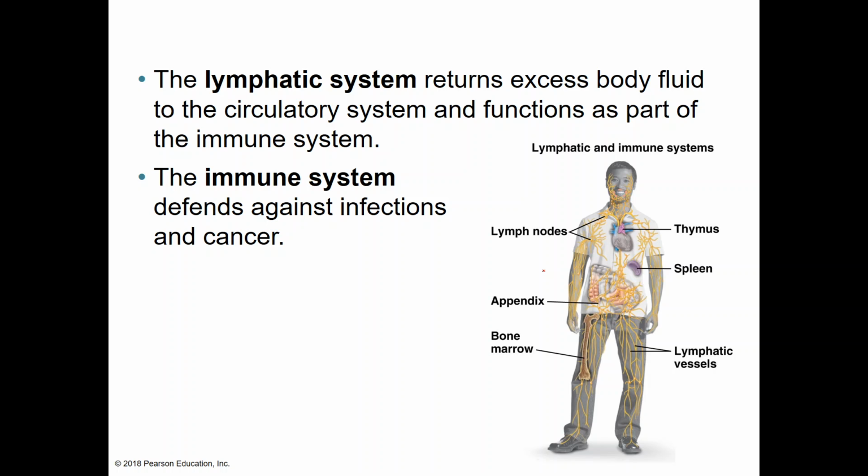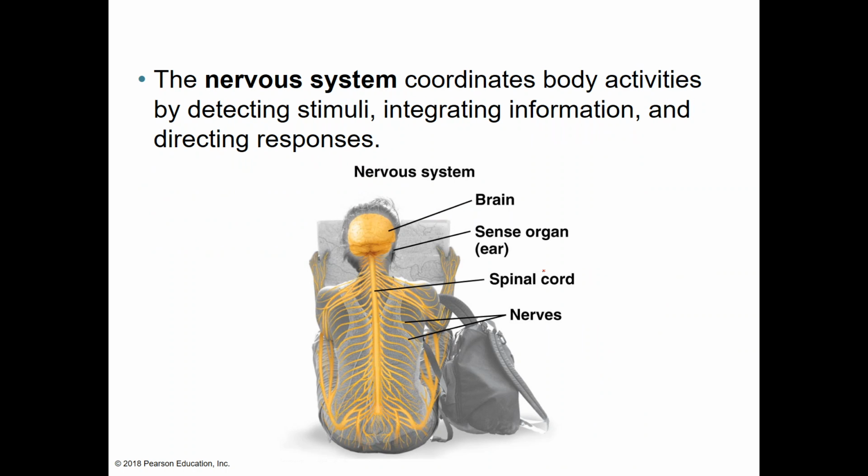The lymphatic and immune systems are systems, again, that work together. The lymphatic system returns body fluid back to the circulatory system and is part of the immune system, which is our defense against infections and cancers and other nasty things.